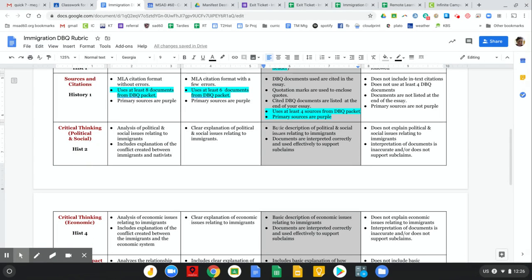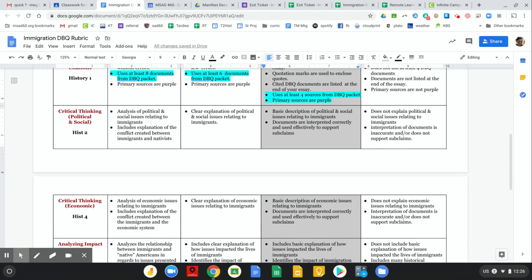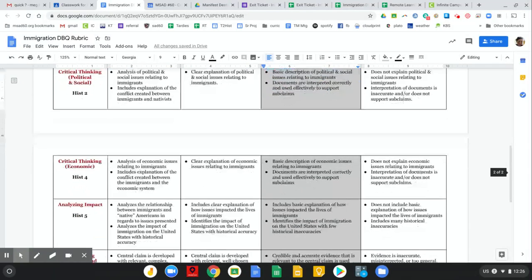All right, for critical thinking, so this is the political and social part. You include a basic description of political and social issues related to immigrants. So you should have a political paragraph and a social paragraph, and your documents are interpreted correctly and used effectively to support your subclaim. So the documents that you choose to support political and social issues actually are talking about political and social issues, and you are using those effectively.